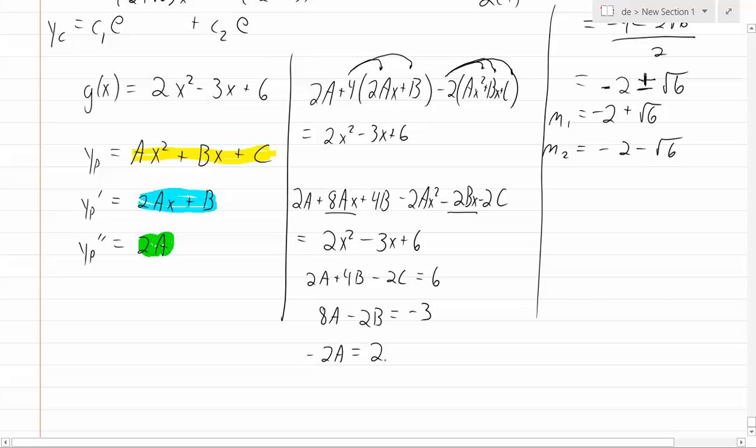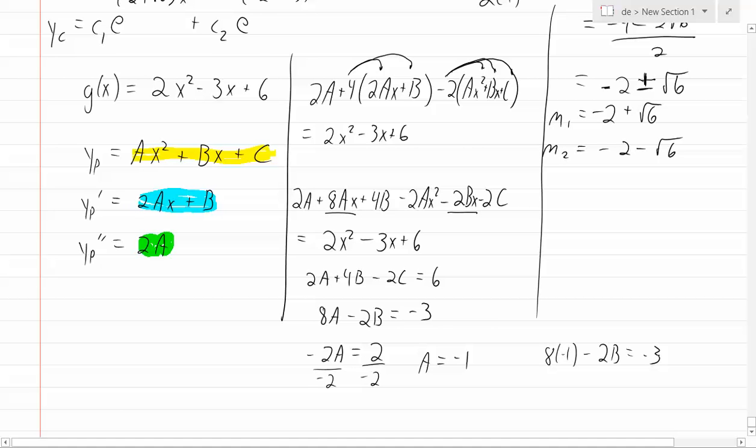What does this remind you of? It reminds you of partial fractions, because you don't have to set up the partial fractions, but the whole coefficient thing that we have to figure out is the same as partial fractions. Then we have this little system of equations. It appears that you can solve for a first, then b, then c, just going backwards. If we divide both sides by negative 2, we get a equals negative 1. Then we plug that into the second equation, and I have 8 times negative 1 minus 2b equals negative 3.